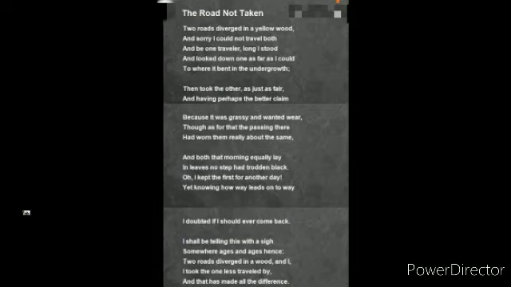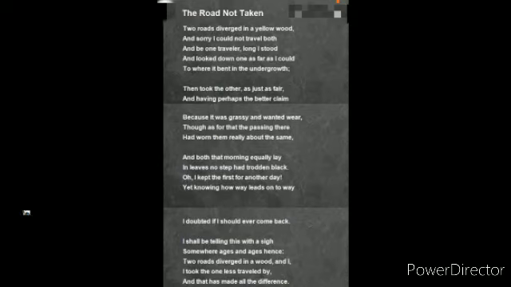Now let's come to the next stanza. Then took the other, just as fair, and having perhaps the better claim, because it was grassy and wanted wear. The poet stood there gazing at both the roads. He was thinking which one is better for him, which road he must choose to go, or which option he must choose for his life. After a long time, he decided to choose the other road, which seemed equally fair.